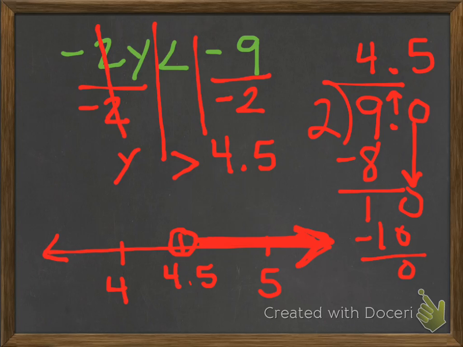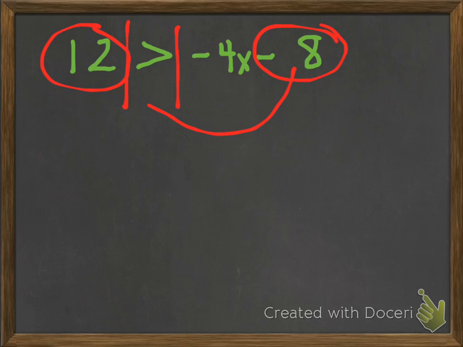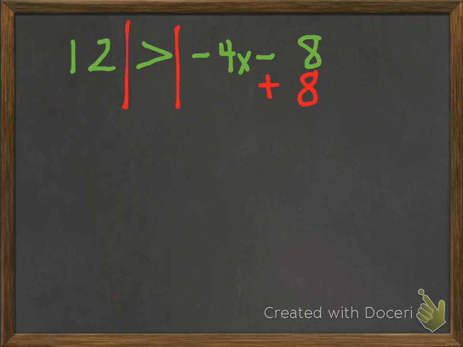Let's take a look at another one. 12 is greater than negative 4x minus 8. First things first, I like to draw lines around my inequality so I know this is the left side, this is the right side. I can see my variable is on the right side of the inequality, so that's where I'm going to start working. I have constants that I can combine, that's the negative 8 and the 12, and I'm trying to move the negative 8 across my inequality, which means I need to use inverse operations. The inverse of negative 8 is positive 8, so I'm going to add 8 on the left and right side.